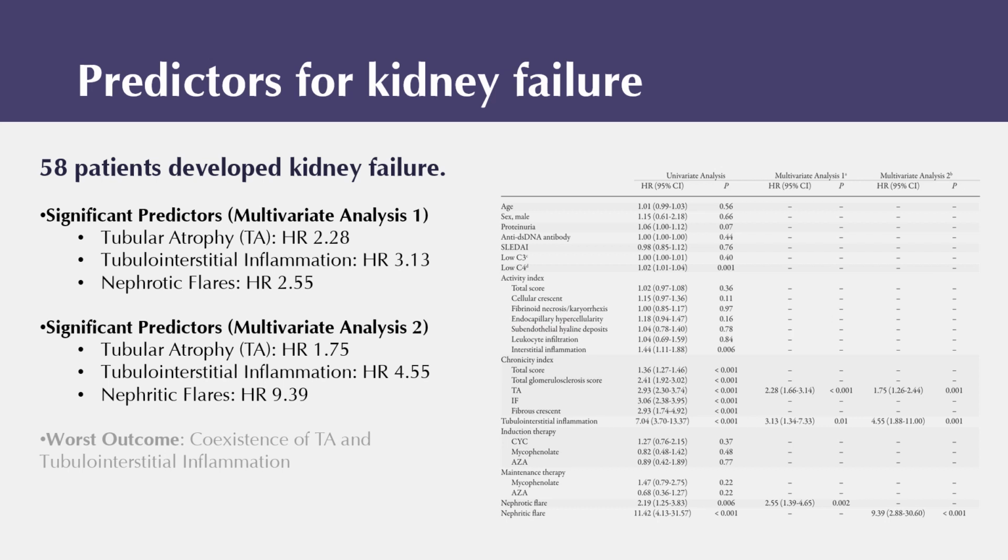In the first multivariate analysis, the presence of tubular atrophy with a hazard ratio of 2.28, tubular interstitial inflammation with a hazard ratio of 3.13, and nephritis flares with a hazard ratio of 2.55 were significant predictors. In a second analysis, tubular atrophy, tubular interstitial inflammation, and nephritic flares were identified as significant prognostic factors.